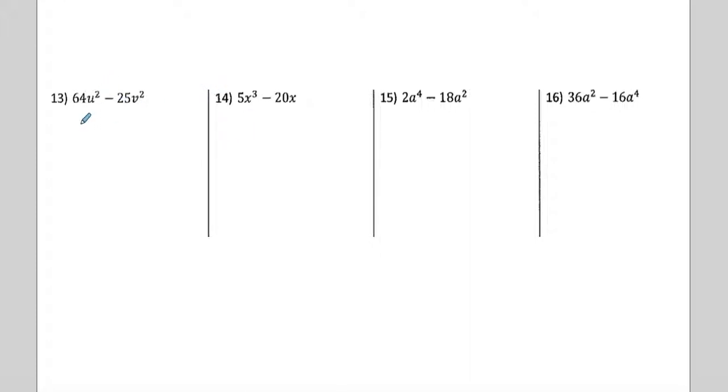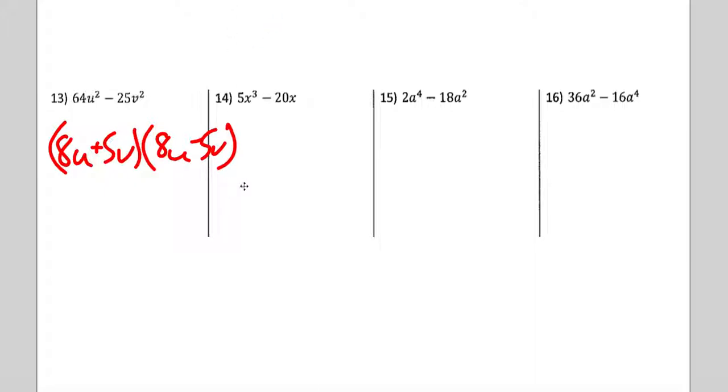13. Square root of 64 is 8. Square root of u squared is u. Square root of 25v squared is 5v. There we are.